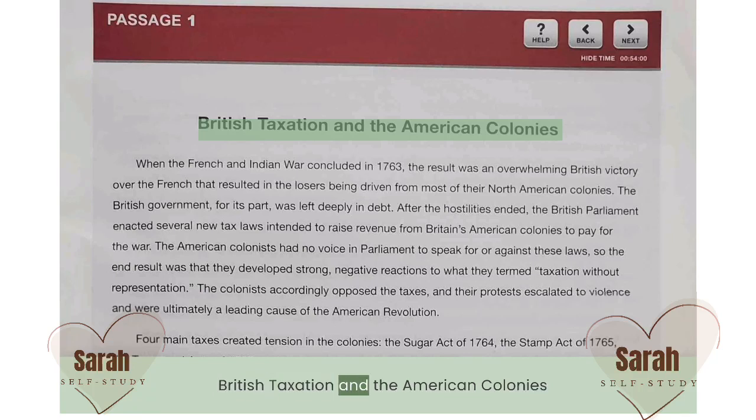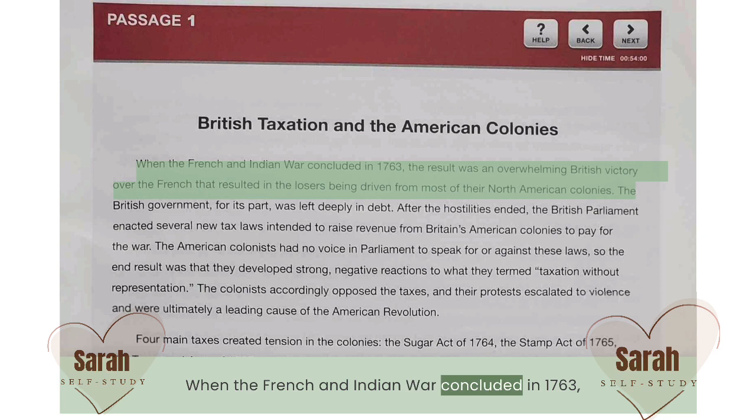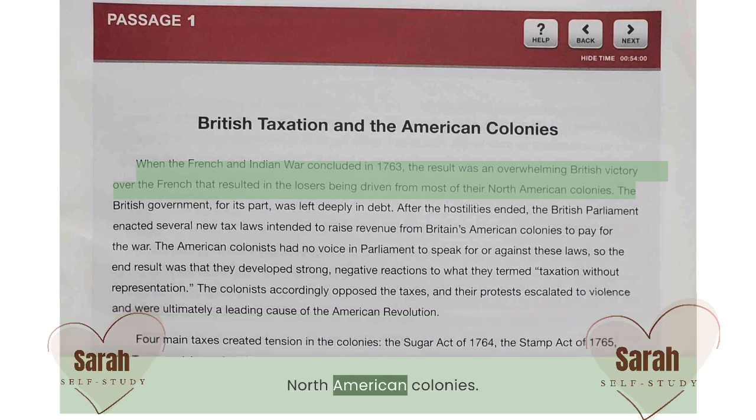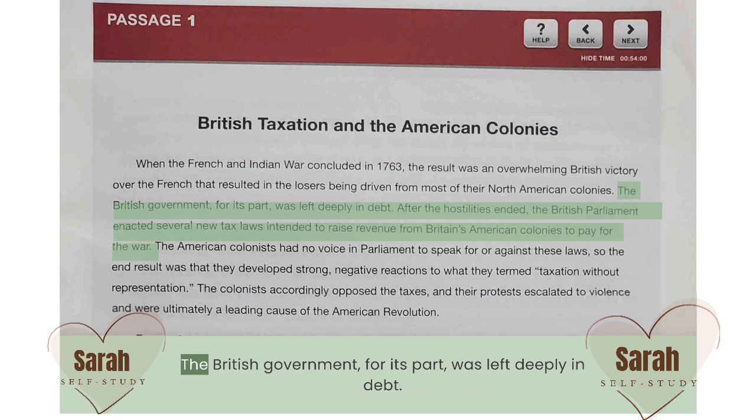British taxation and the American colonies. When the French and Indian War concluded in 1763, the result was an overwhelming British victory over the French that resulted in the losers being driven from most of their North American colonies. The British government, for its part, was left deeply in debt.